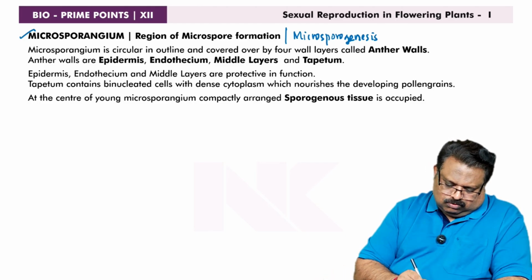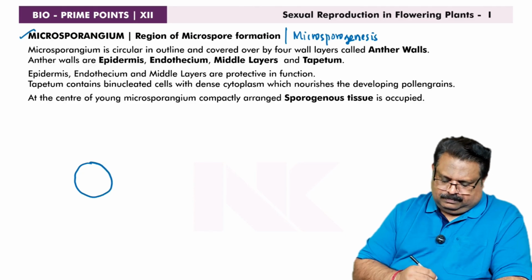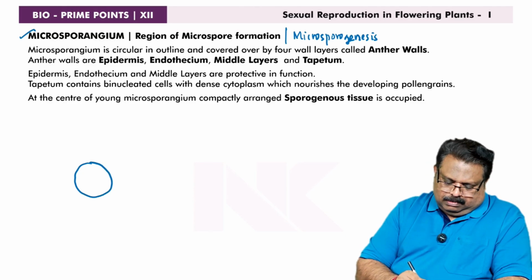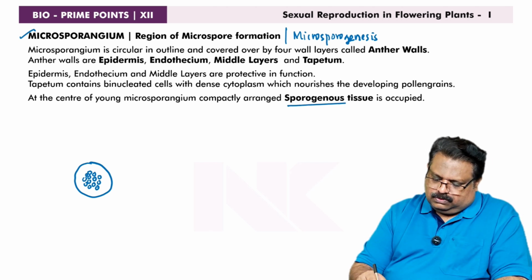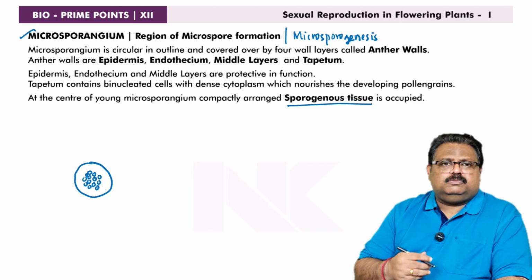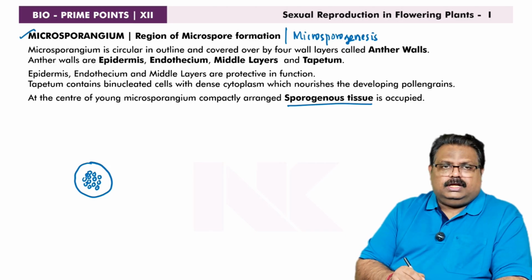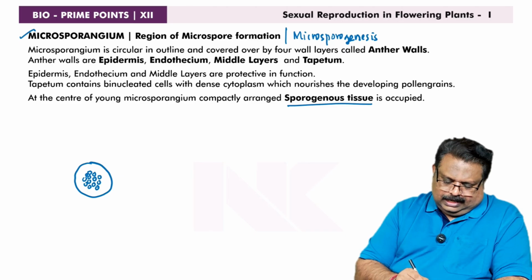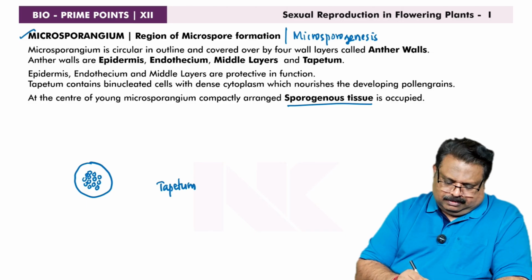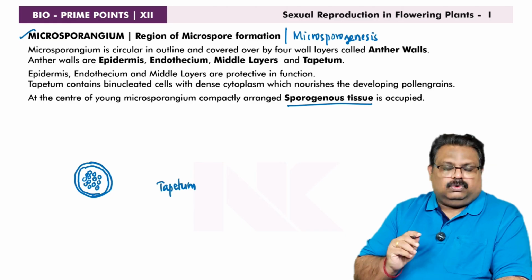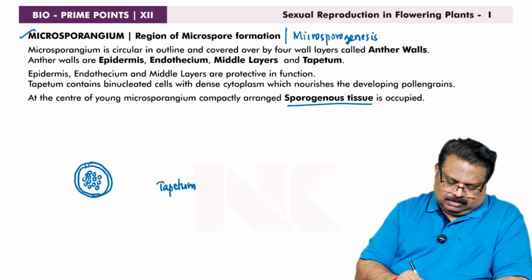So you can see that this is one sporangium, microsporangium. Inside the microsporangium, microspore producing tissue will be there, and the tissue is called sporogenous tissue. You can see here, sporogenous tissue. Sporogenous tissue means spore generating tissue. And the spore generating tissue is covered over by a layer, and that layer is called tapetum. The innermost layer which surrounds the sporogenous tissue is called a tapetum. This is tapetum.